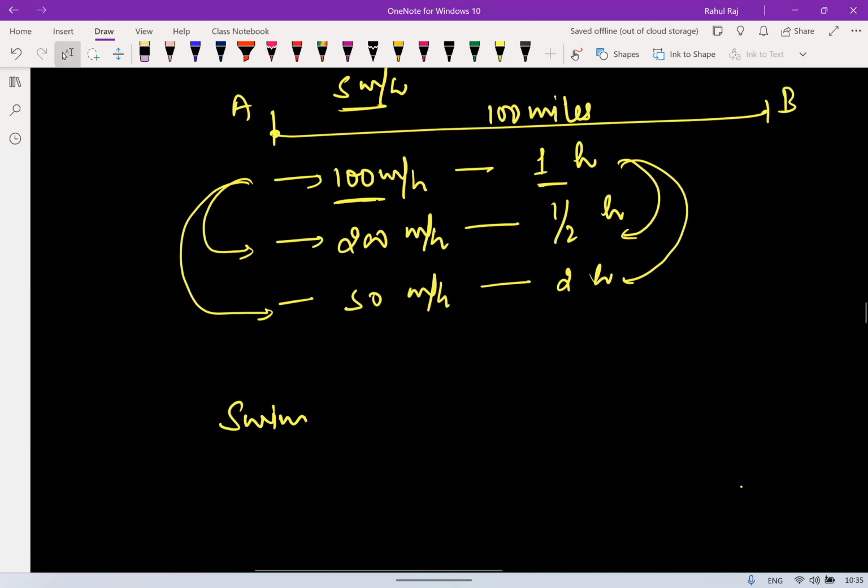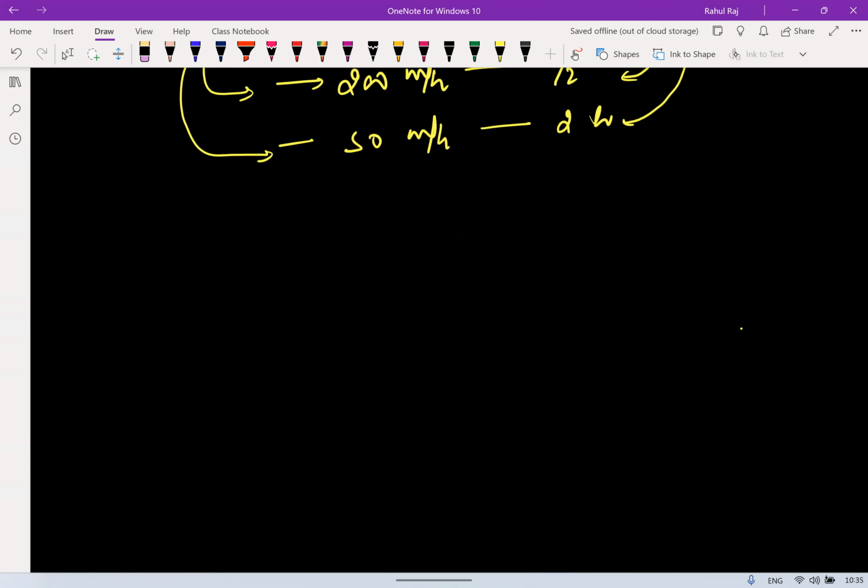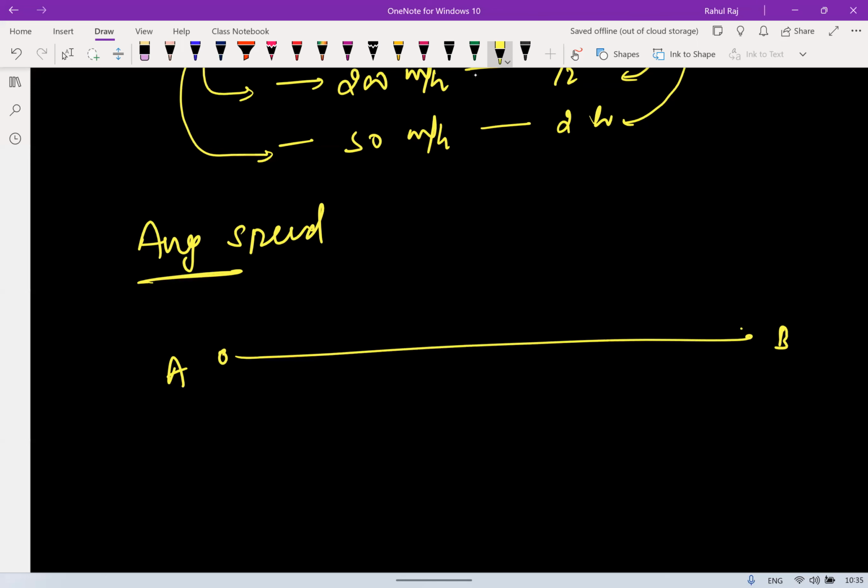So this is one thing. The second is a term called average speed, which people get confused with a lot. So average speed is nothing but, let's say you're going from point A to point B, and there is a point C over here, and a point D over here. Let's say AC is 100 miles. Let's say CD is 200 miles. And let's say DB is 300 miles.